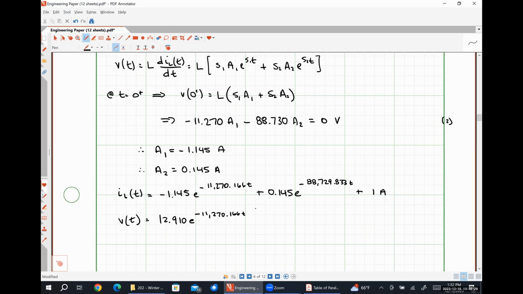My second coefficient for my voltage expression is going to be L times S2 times A2. So that's 1 times 10 to the minus 3 multiplied by what I have in my calculator as V times what I have in my calculator as Y, which comes out to be negative 12.910 e to the negative 88,729.833 T volts.